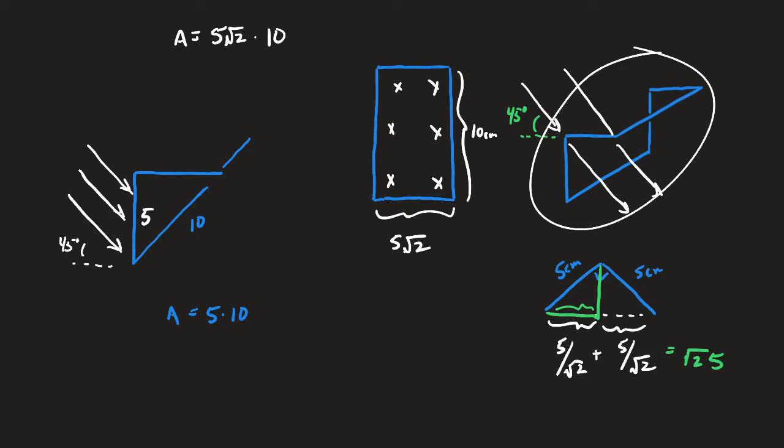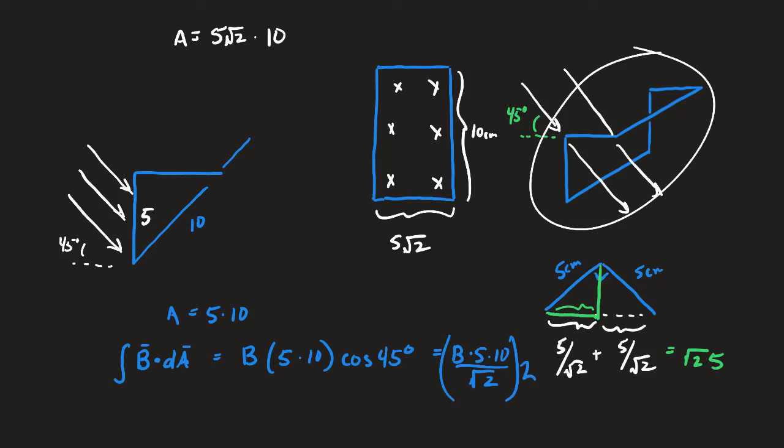The magnetic field is still B. So I would do, for my flux, B dot dA, which would be B times 5 times 10 times the cosine of 45 degrees, which, last time I checked, is 1 over the square root of 2. So this will be B times 5 times 10 all over the square root of 2. And how many sides do I have to do this for? 2. Won't they give me the same answer?